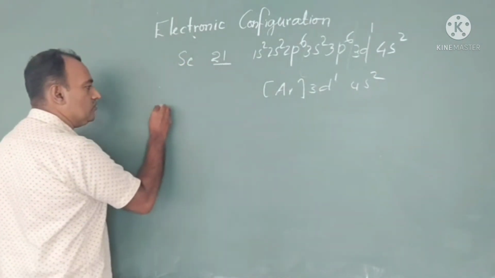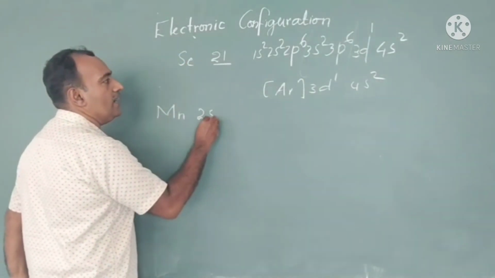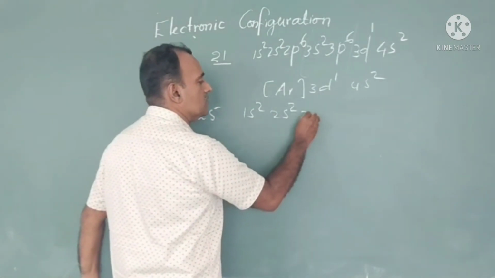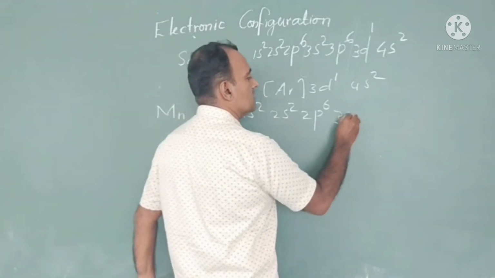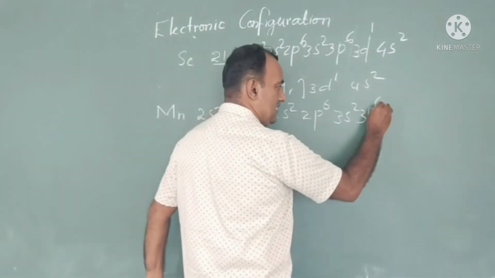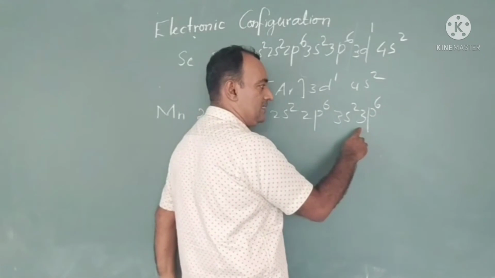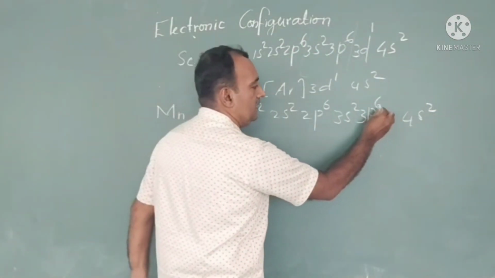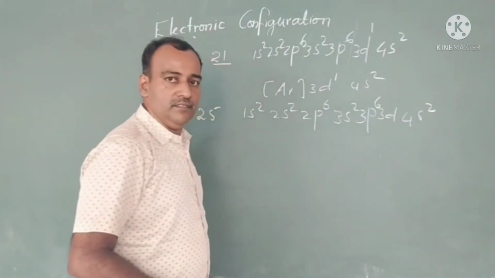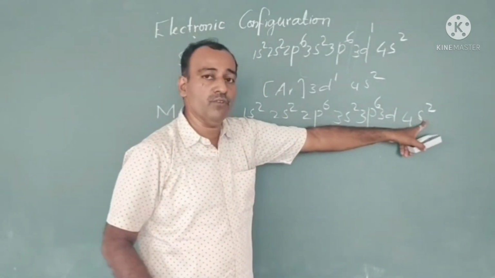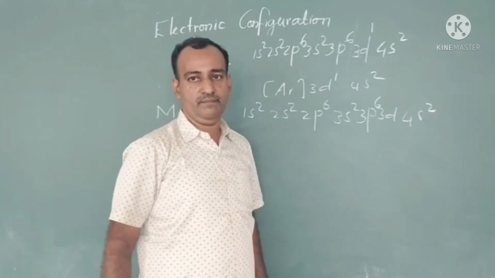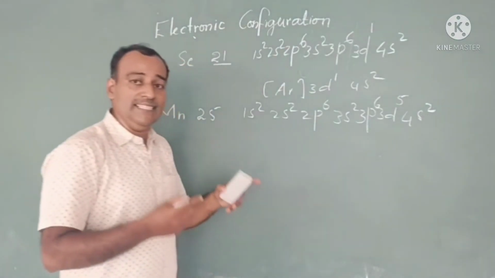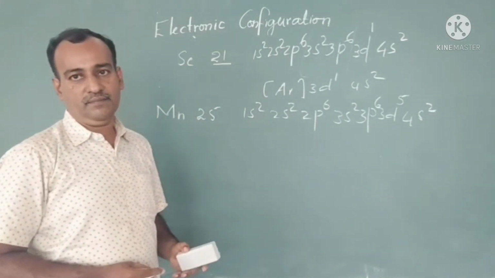How can you write the electronic configuration of manganese? So manganese atomic number 25. If you write the electronic configuration 1s2, 2s2, 2p6, 3s2, 3p6, after completing 3p6, 4s2 will come. After completing 4s, 3d will come. How many electrons are over? Up to 4s2, 20 electrons over. Remaining how many? 5 electrons. These 5 electrons go to the 3d orbital.